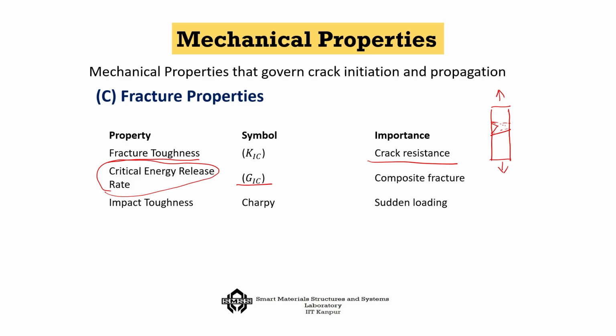And then another very useful criterion in this direction is the impact toughness. That means, if you really hit something with an impact load like in a Charpy test, then you know how much of the sudden loading it can take. So, that is the fracture related properties, that is the set C we have to keep in our mind.